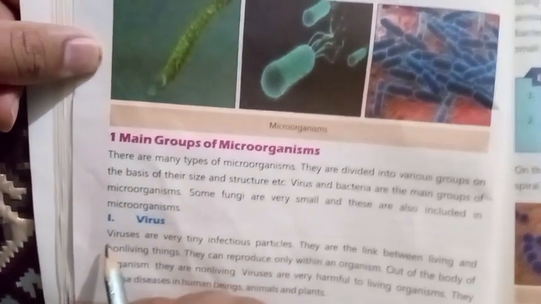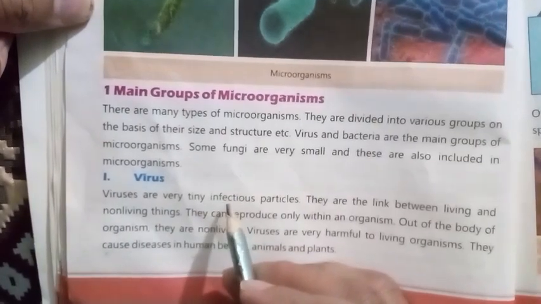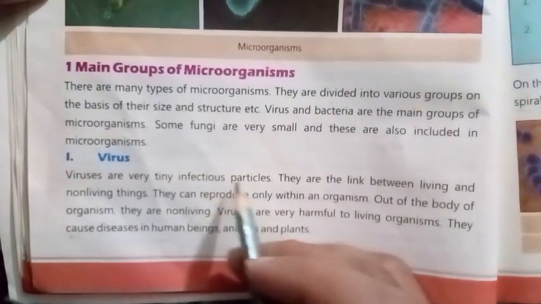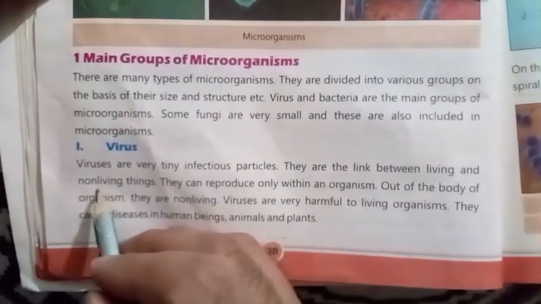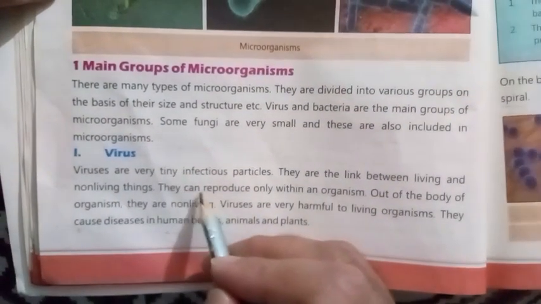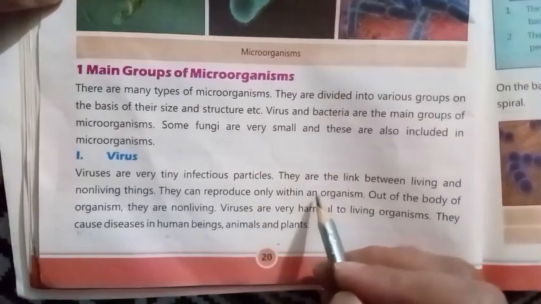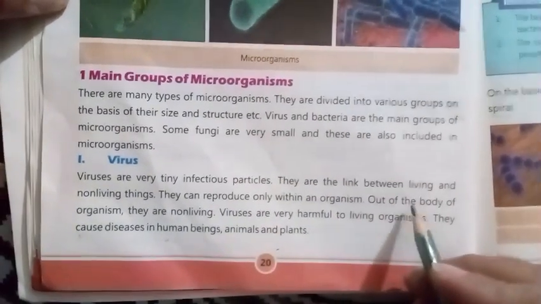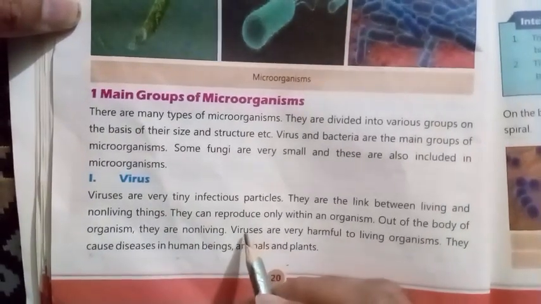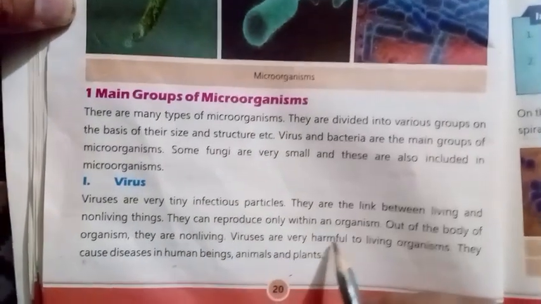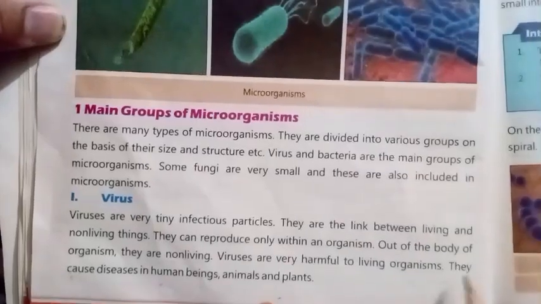Number 1. Virus. Viruses are very tiny infectious particles. They are the link between living and non-living things. They can reproduce only within an organism. Out of the body of organism, they are non-living. Viruses are very harmful to living things.